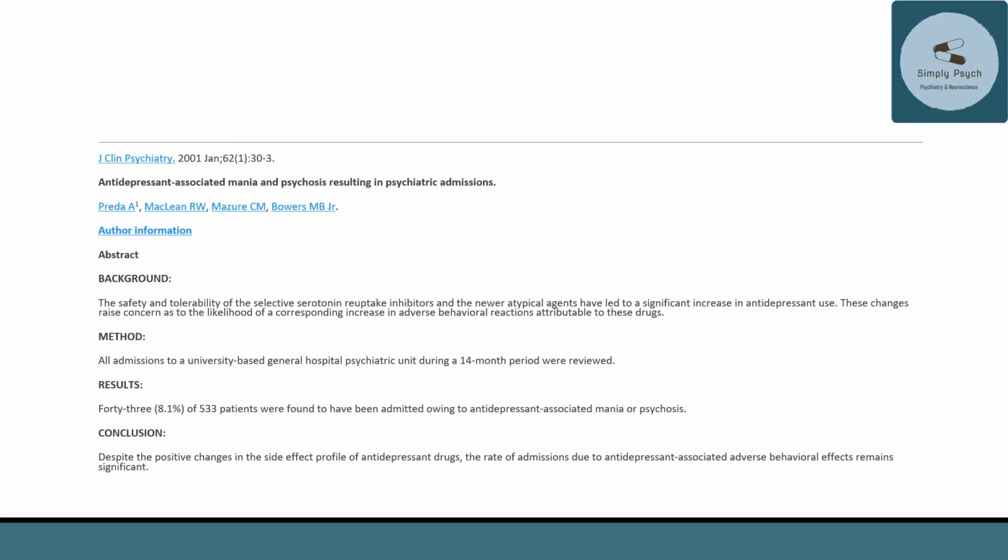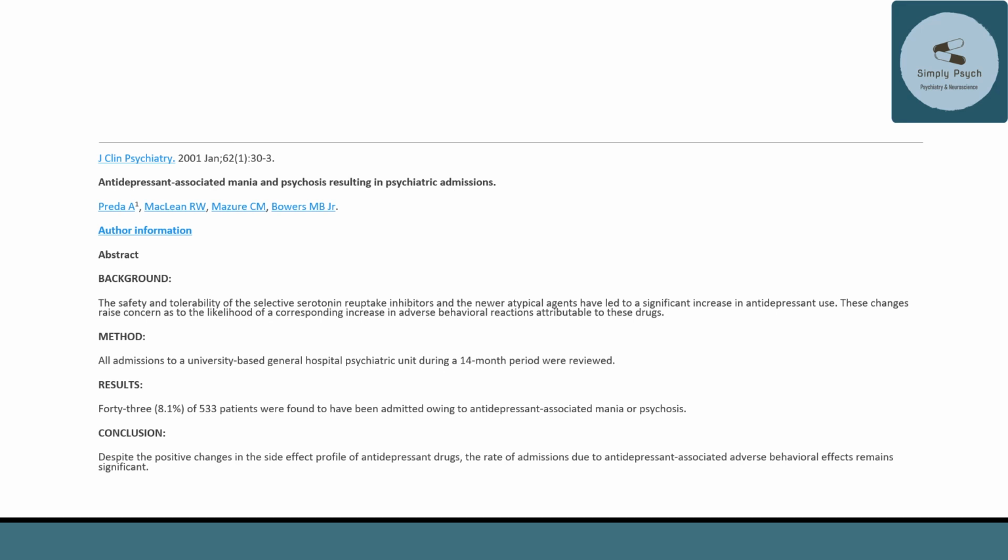And then this study looks at antidepressant-associated mania and psychosis resulting in psychiatric admissions. Now this is a much smaller study. It's hard to compare the two studies because this is an underpowered study with a very small sample size. In that first study in the New England Journal of Medicine, it was 1 in 600 and something patients who developed psychosis, and in this study, 43 patients of a total of 533 were found to have psychosis or mania associated with antidepressants.